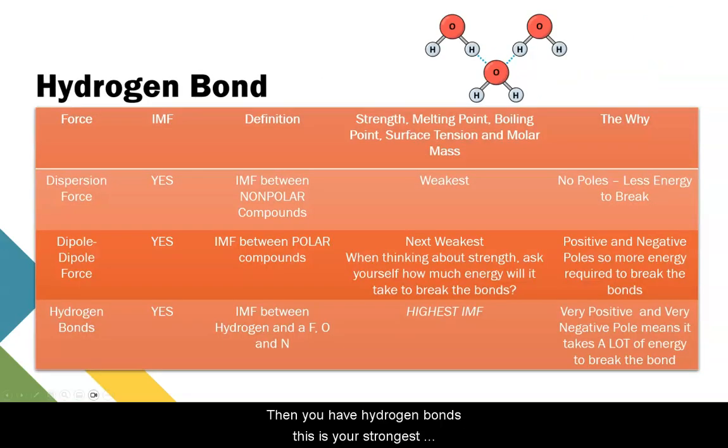Then you have hydrogen bonds. This is your strongest intermolecular force. And a hydrogen bond is really specific. It is between a hydrogen atom and a fluorine, a hydrogen atom and an oxygen, and a hydrogen atom and a nitrogen. And that is why they're so strong and have a really high strength, melting point, boiling point, surface tension and molar mass, because those all get stronger and higher the stronger it is. These are very positive and very negative poles, which means it's going to take a lot of energy to break these bonds.